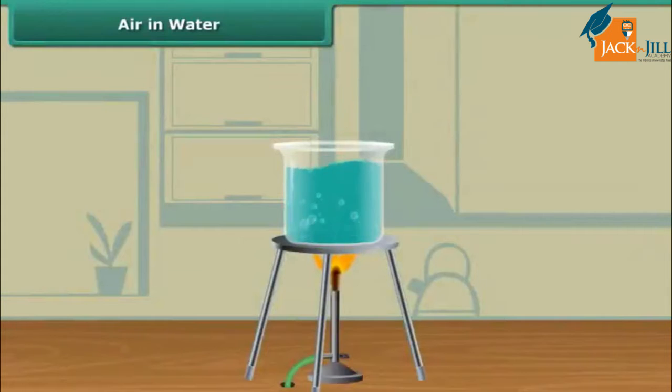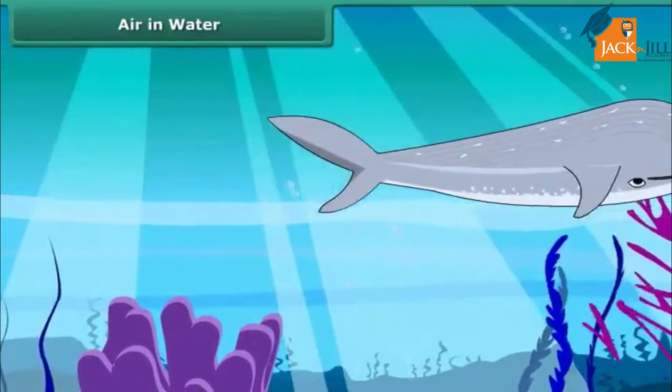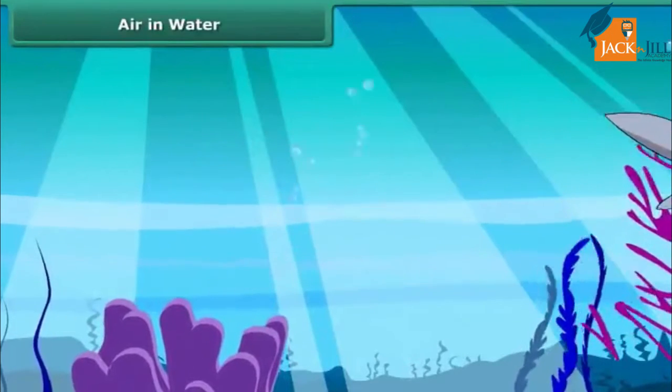Can you see the bubbles coming out? Where are these bubbles coming from? These are coming from water only. Air remains dissolved in water at normal temperature, so we can't see it. When water is heated, the dissolved air comes out as bubbles. The animals and plants in water use the dissolved oxygen for respiration.